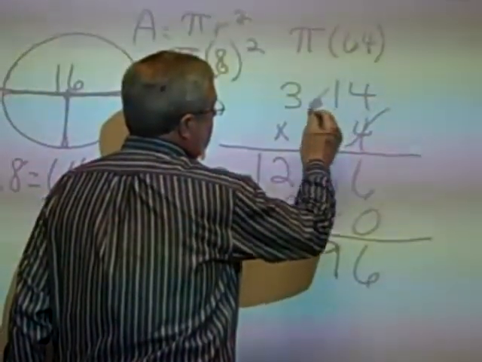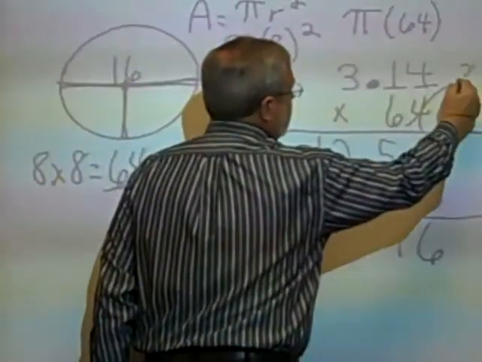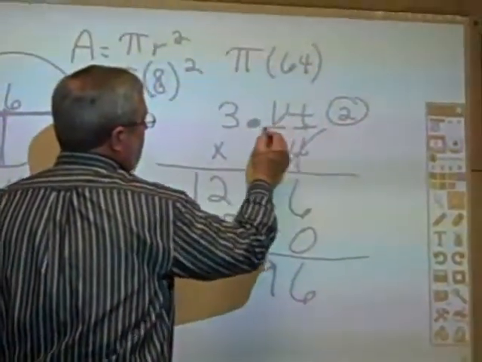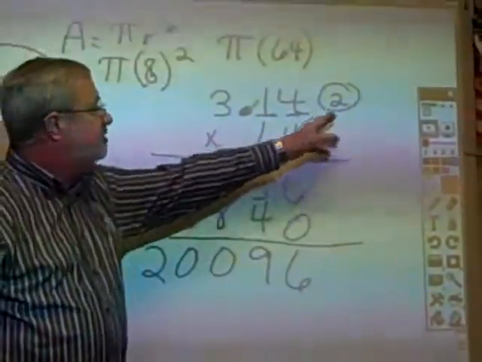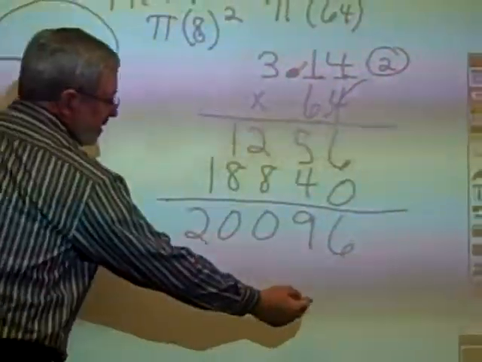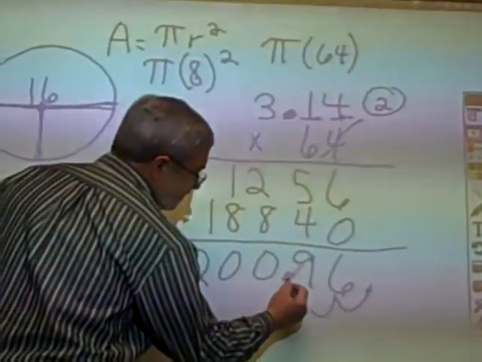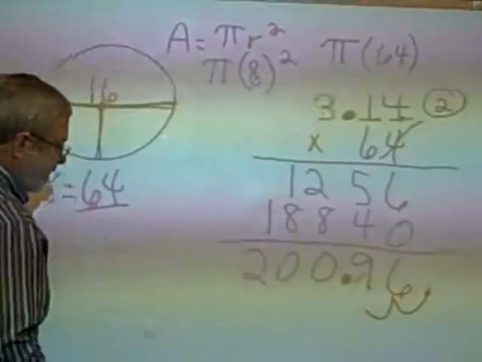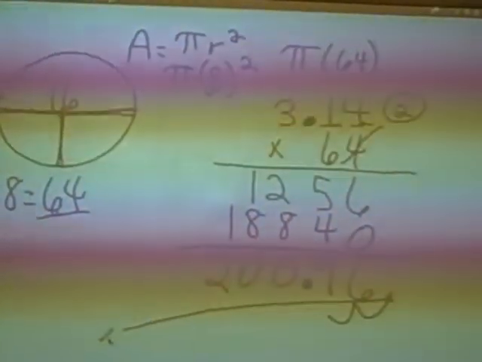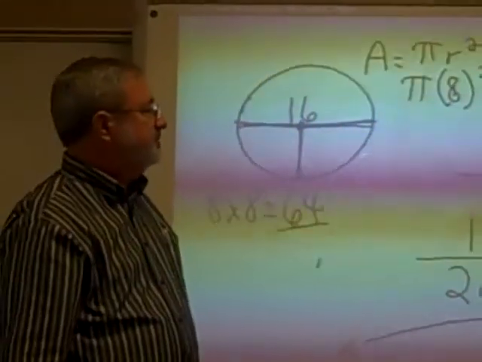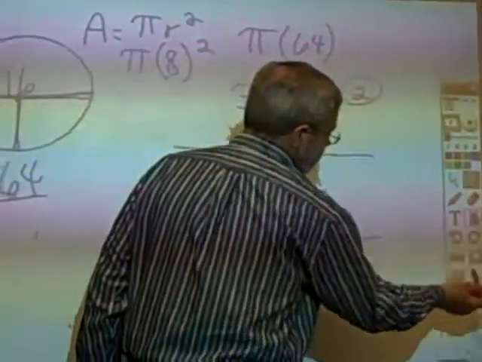Once again, look up here. Here's my decimal. Behind my decimal, I have 2 digits. No decimal present in this number here, so I'm using 2 spaces. That means I start at the back of my answer right here, and I back up 2 places. That gives me an answer of 200.96, or 96 hundredths.